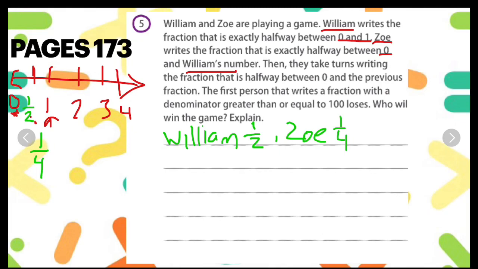That means that William, they take turns. That means that first who started? William, then after William, Soy, then William and Soy, and so on. That means that the other number, this is 1, that means that the other number will be William, okay, will be 1/8, okay? And you keep on doing it. That means that Soy, because it says the first person that writes a fraction with denominator greater than or equal to 100 loses, okay? Who started the game? William. In this case, William started and continues with Soy, and then William continues, and then Soy.